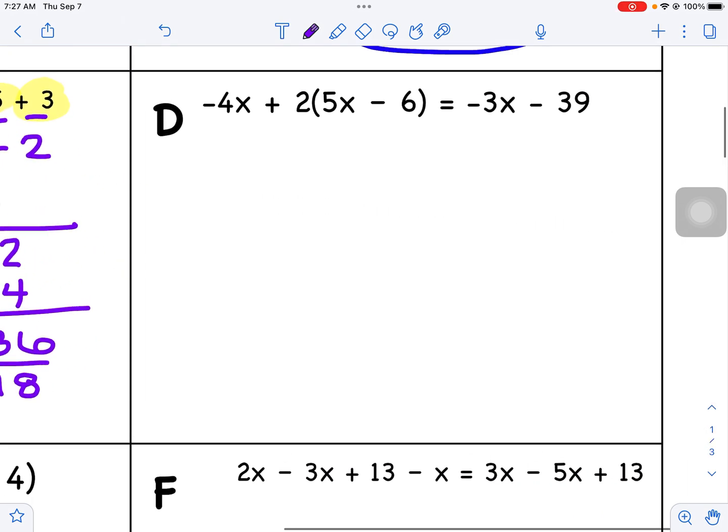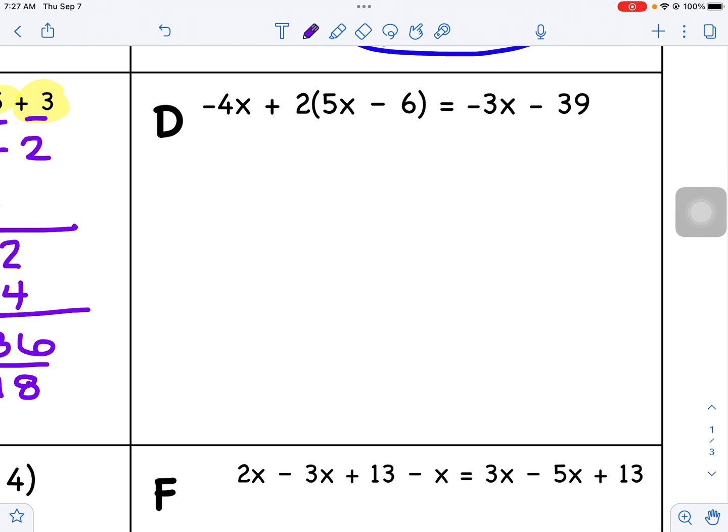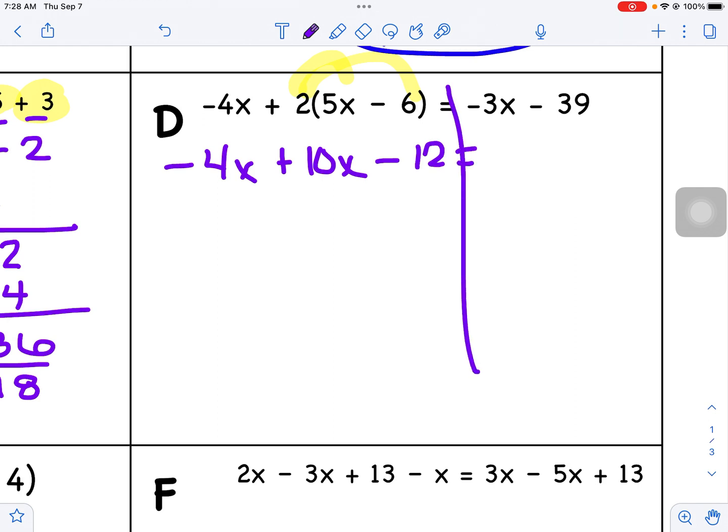All right, so again, first question, are there any parentheses? And the answer is clearly yes, so you're going to multiply that times that and that times that. So we're going to rewrite all the other parts. So this stays here. Now this is the part I'm doing. 2 times 5 is 10x. And 2 times minus 6 is minus 12. That's where my equal sign was. And I'm not doing anything to the other side.